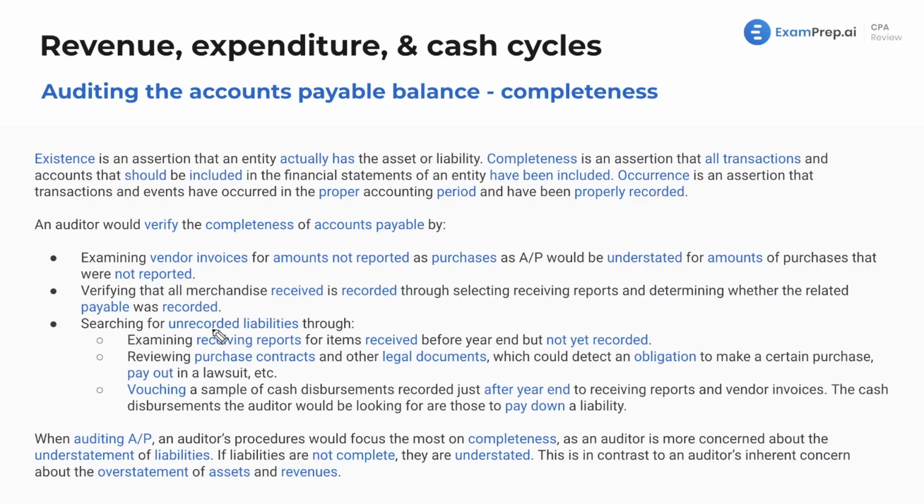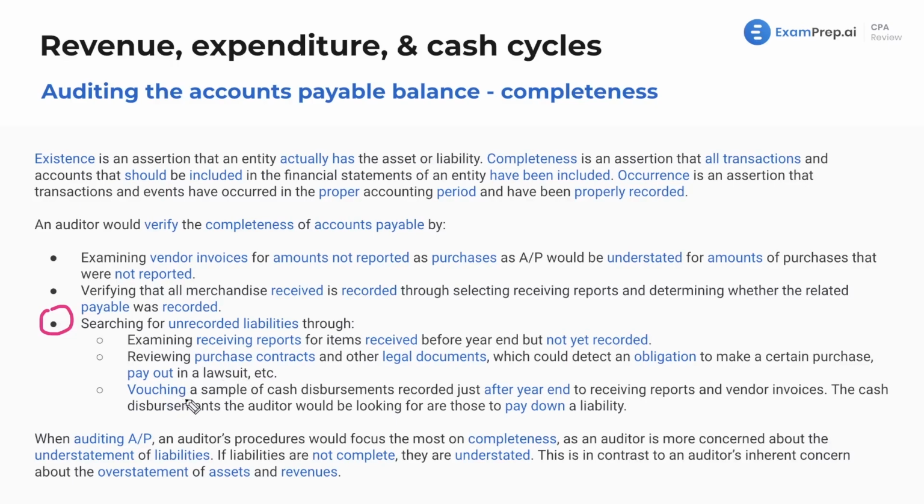And lastly, here, searching for unrecorded liabilities. This is a big one, a big kicker here. We can examine receiving reports for items received before the year end but not recorded, kind of getting into cutoff there, but more so completeness when it comes to AP. You can also review purchase contracts and other legal documents, which could detect an obligation to make a certain purchase, payout in a lawsuit, etc. This ties into contingencies and commitments, right? That is a similar sort of concept.